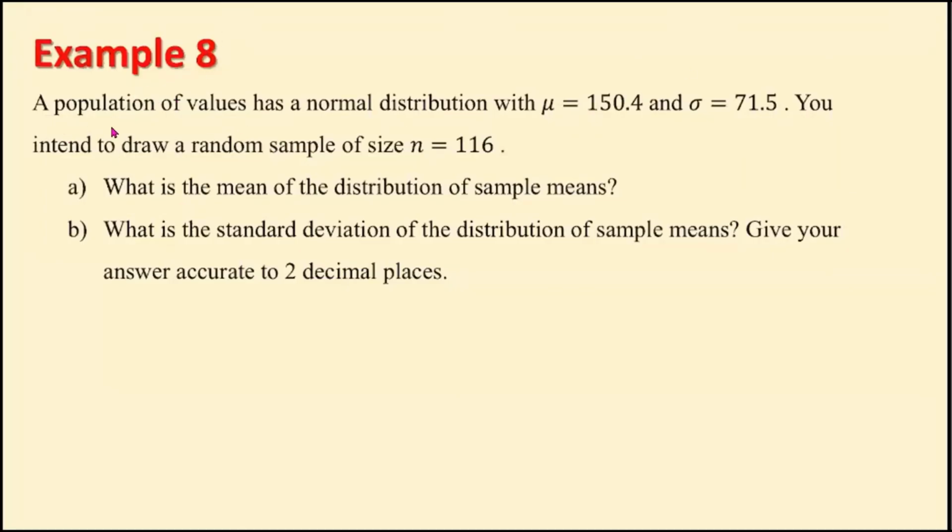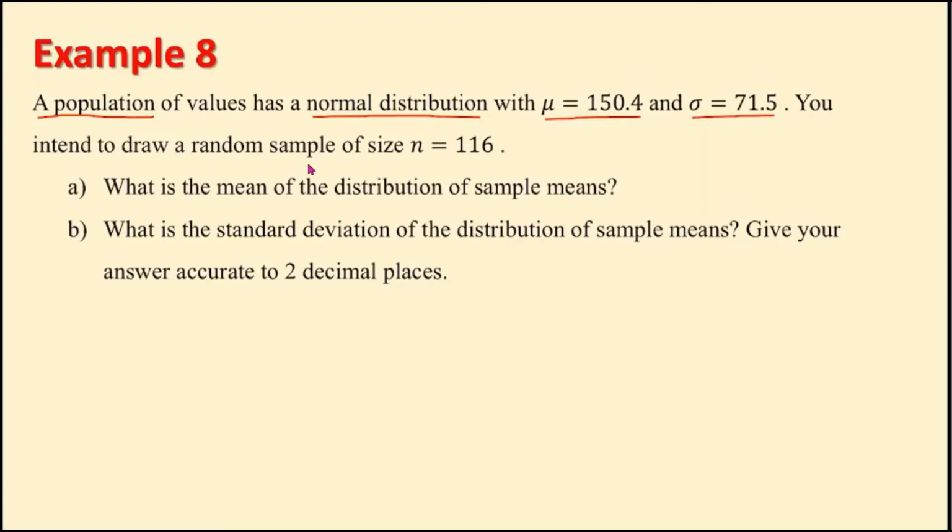Example 8, a population of values has a normal distribution. So we are talking about a normally distributed population with the mean of 150.4 and standard deviation 71.5. So that is the information about the population. Okay, a population is normally distributed. Mean of the population is 150.4 and its standard deviation is 71.5.